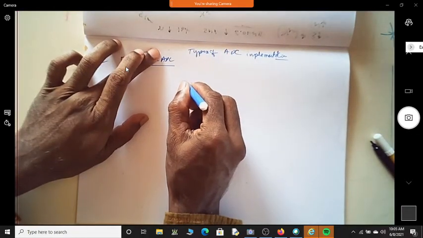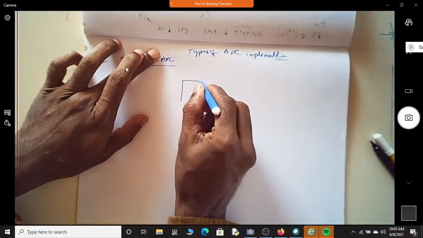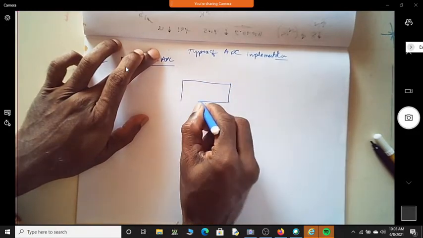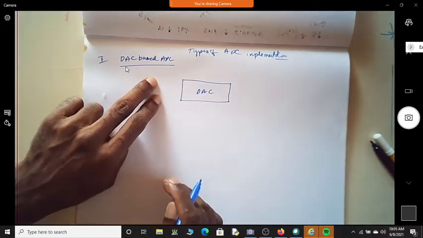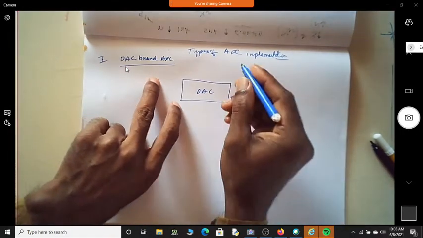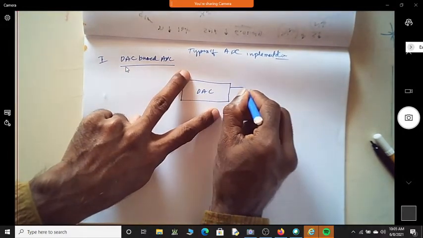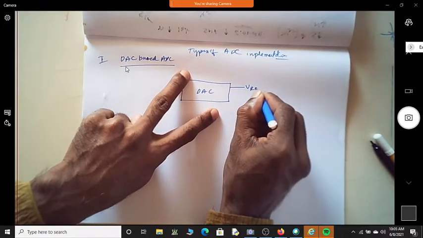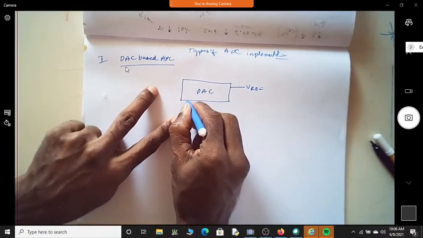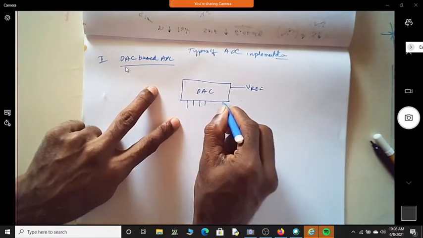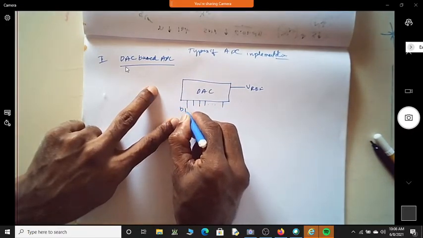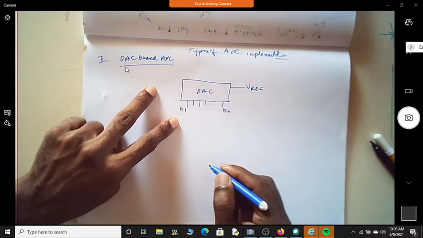So we know that since it is a DAC-based ADC, there has to be a DAC here. Once you have a DAC, we know that it should have a V reference voltage and it has to have n number of digital inputs. So this is like B1 to Bn, correct?